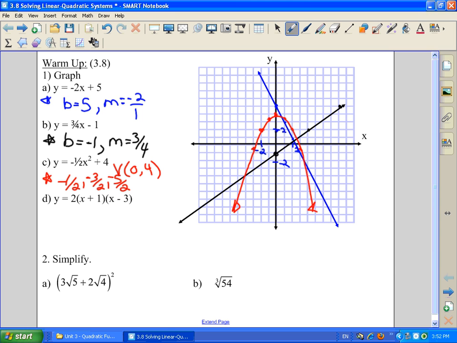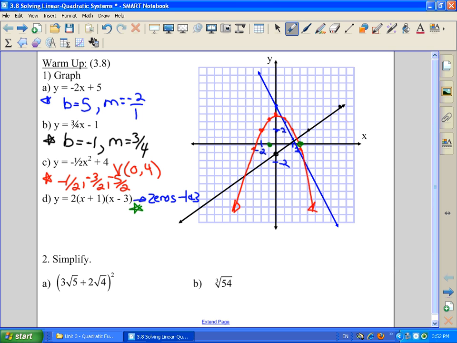Okay, last one. This one's a little harder because it's not in vertex form. But what do we know? We know that our zeros are -1 and 3. So I'm going to plot those as my zeros. I'm going to change my color here, guys. So pretend this one's green. Okay, so we're going to go -1 and 3.